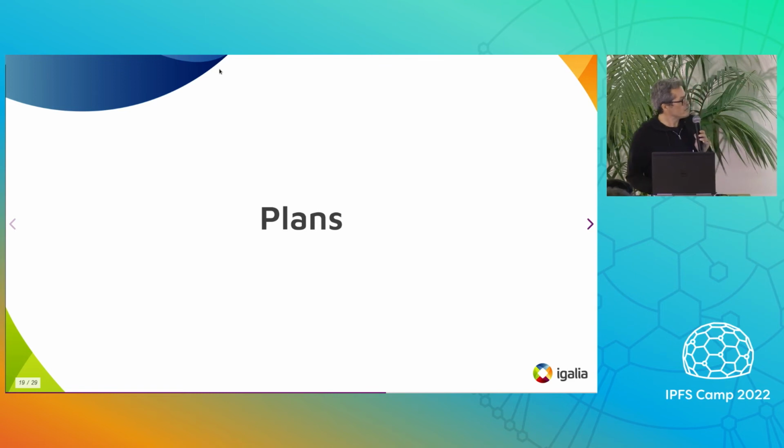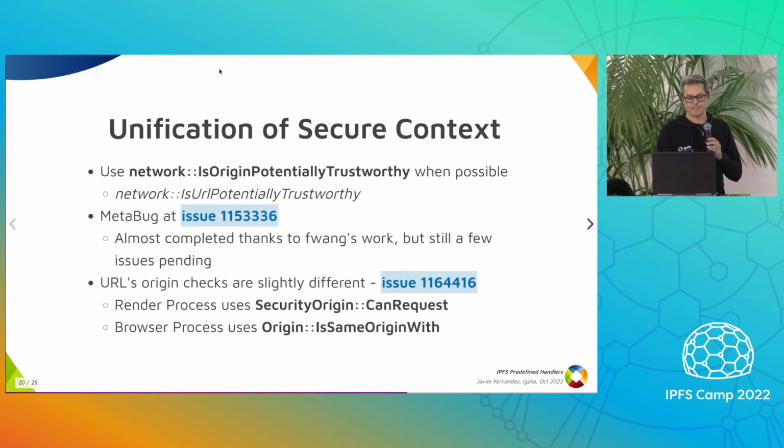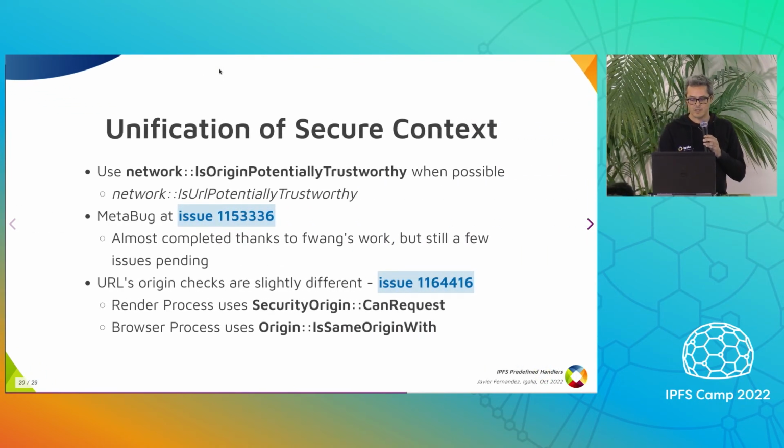What's next? We will continue working on this for the next years. One of the important areas we will still be working on is the unification of the secure context concept. This is a fundamental concept for the custom handlers logic, and there are still inconsistencies in the implementation between the render and browser processes, so we plan to continue working on that.